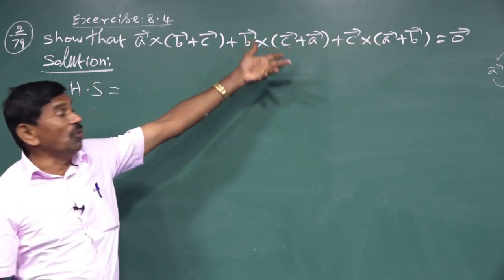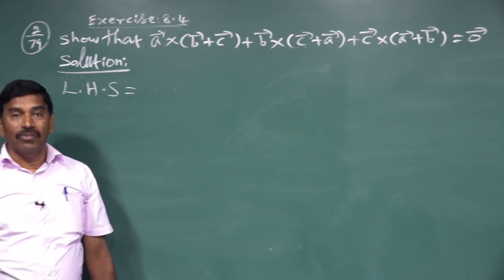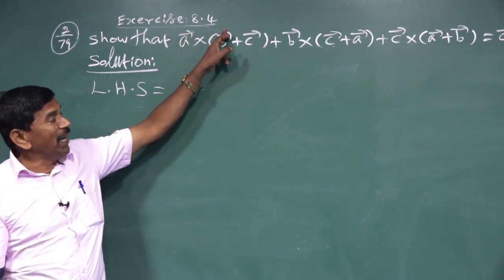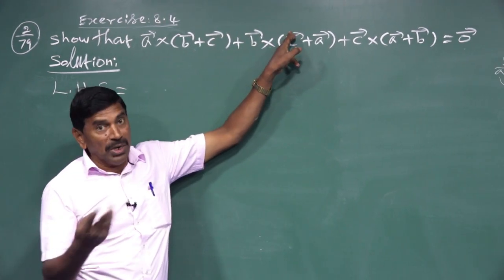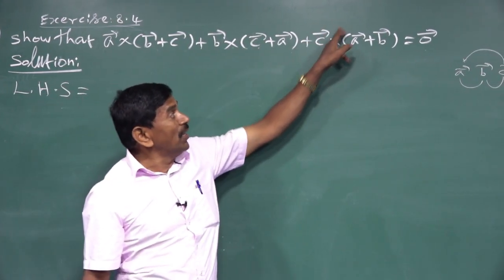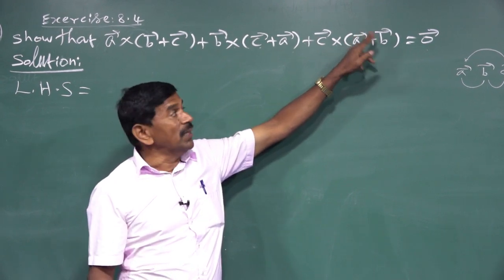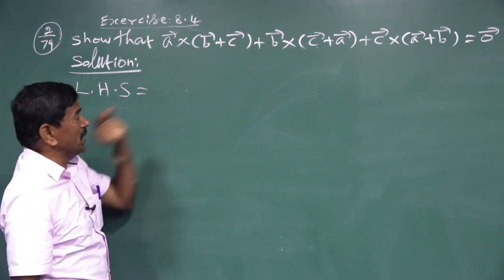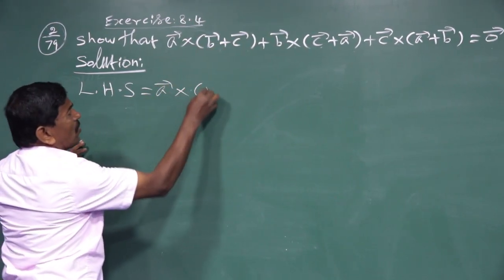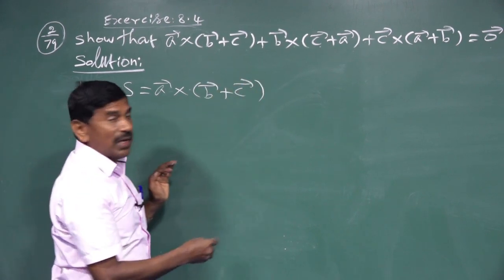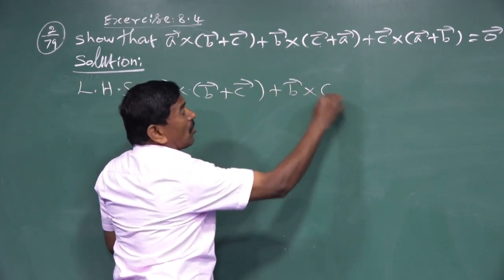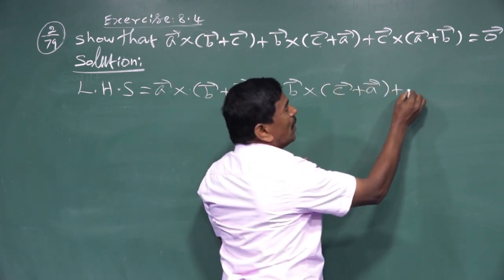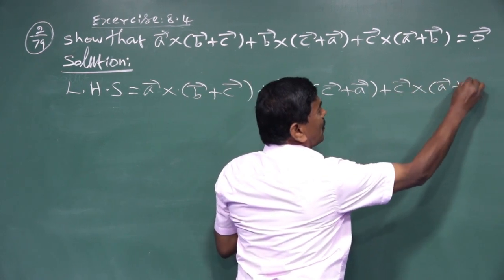And here, which law are we going to use? Anyone? Very good. Distributive law. Distributive law means A vector and the cross going to multiply inside the bracket, B vector and the cross product going to multiply inside the bracket, then C vector and the cross going to multiply inside the bracket. Then after simplification, we are going to get the answer. Okay, first let us write LHS. LHS means write as it is. That is A vector cross B vector plus C vector, plus B vector cross C vector plus A vector, plus C vector cross A vector plus B vector.